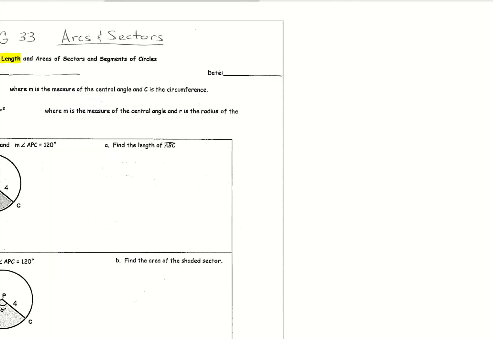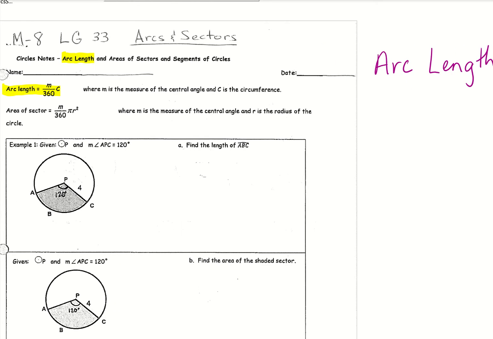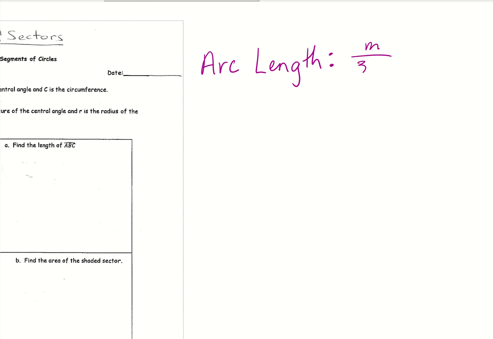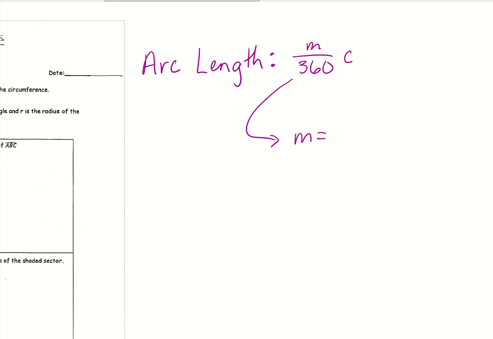I'm going to write it out to the side so you see it not only once but twice. Arc length equals m over 360 times c. In this, m is our measure, and that's going to be in degrees. If we were to pull out a protractor, it would be the measure of that angle. And then c stands for circumference. So in order to do this, we would need to know what the circumference of the circle is.